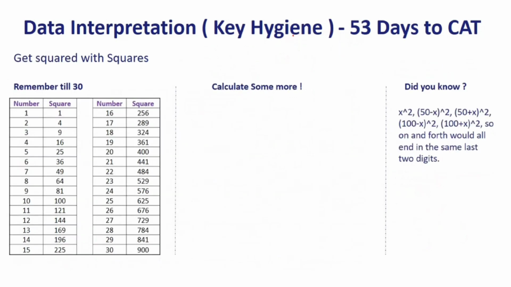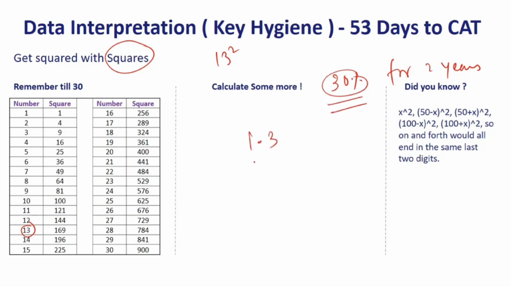Moving forward, getting squared with squares. Now you see a lot of squares that are there as part of DI, and not just in the same shape and form. For example, you may not get a 13 square. You can get, let's say, something which has to be increased by 30% for 2 years consecutively, right? So if it has to be increased by 30%, the multiplier is 1.3, and then when you square it becomes 1.69, which is nothing but 13 square divided by 100. Remembering these squares will help you in multiple ways in data interpretation.